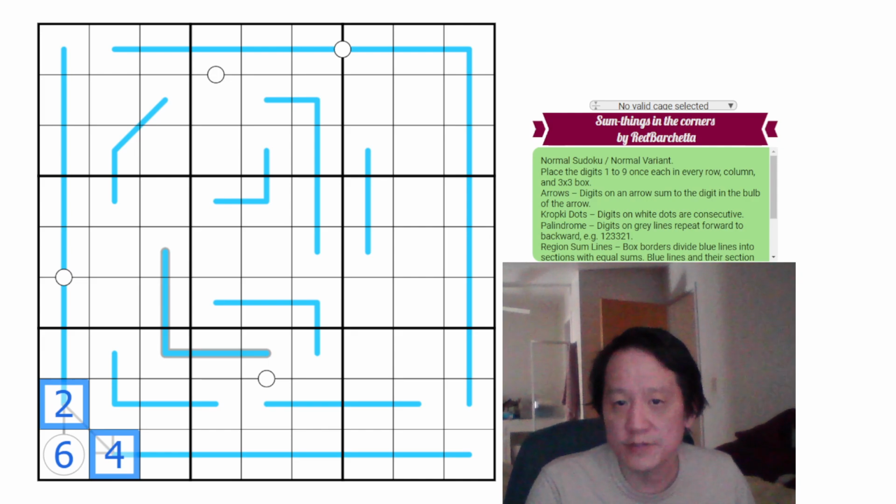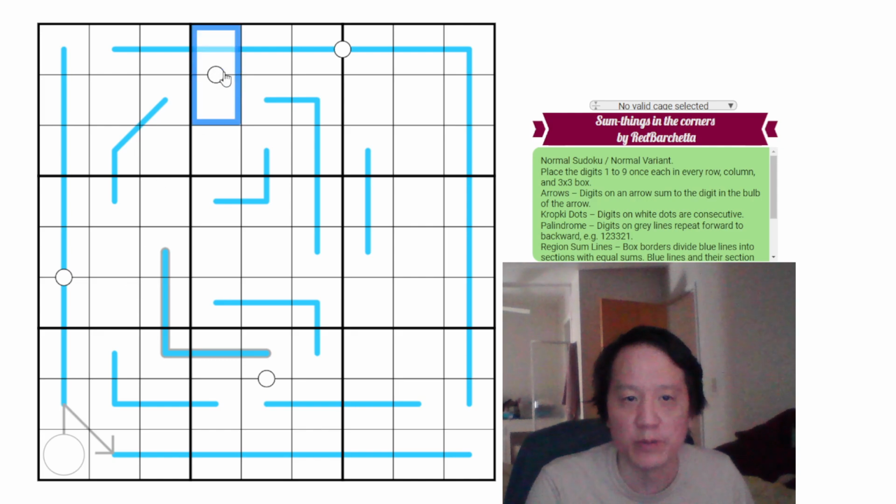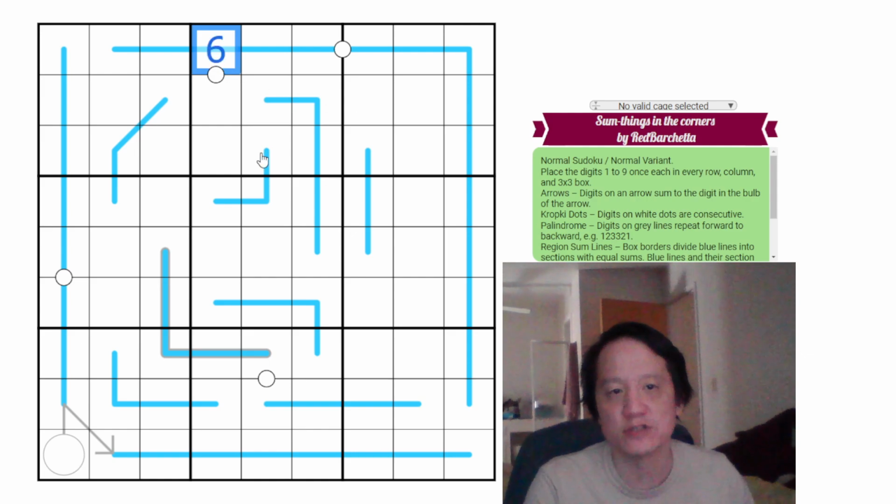Key dots. Digits on a white dot are consecutive. So, basically, these have to be one apart from each other. So, for example, if this was a 6, this would have to be a 5 or a 7.